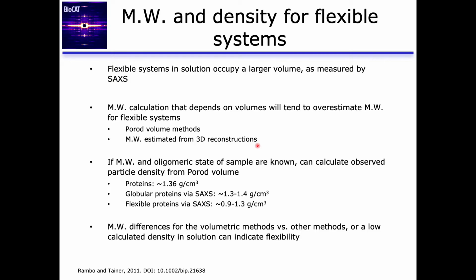Another way to approach this is, if you have a molecular weight and oligomeric state of the sample and they're known, you can actually calculate the observed particle density from the Porod volume. For proteins, we expect a particle density of about 1.36 grams per centimeter cubed. Globular proteins in SAXS tend to be between about 1.3 and 1.4. Flexible proteins tend to be between about 0.9 and 1.3. And so you can use these molecular weight differences in these volumetric methods versus other methods, or a low calculated density, as indicators of flexibility.